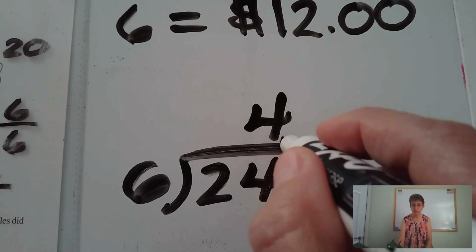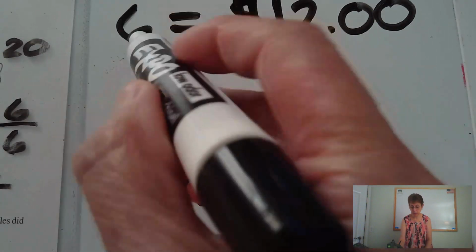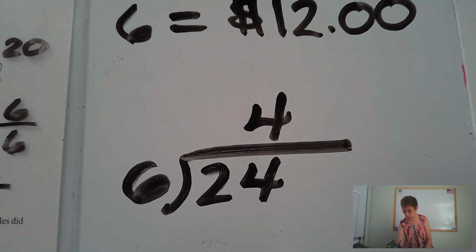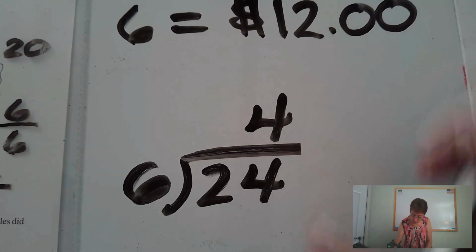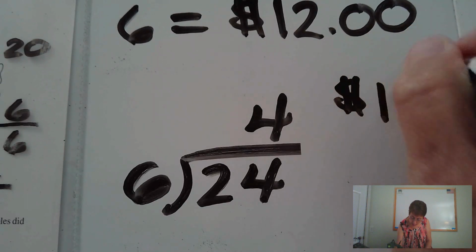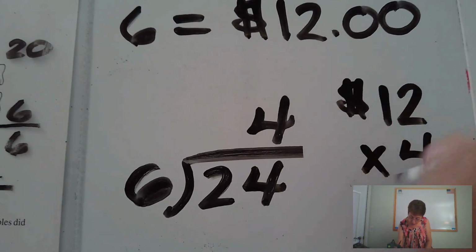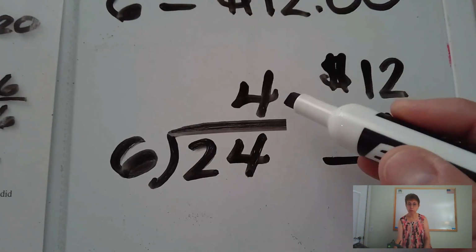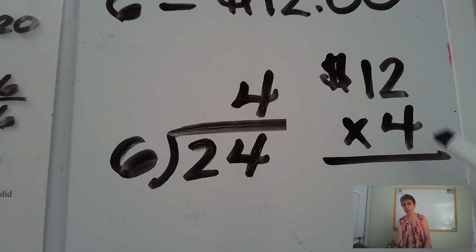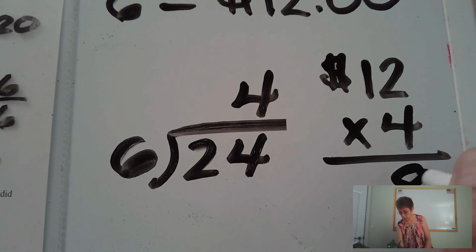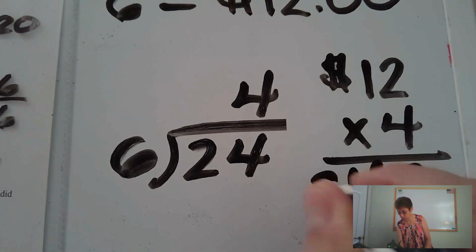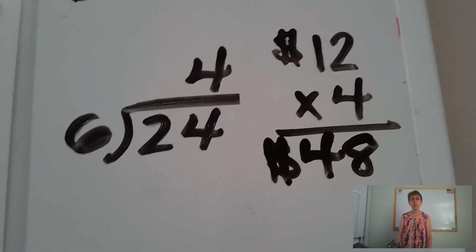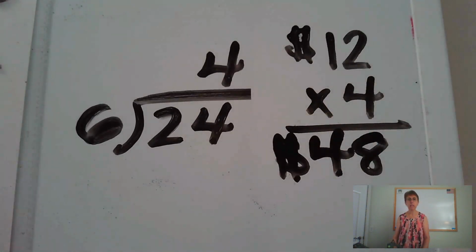Well, now I have 4 groups of 6. Every time I have a group of 6, it costs $12. If I have 4 groups of 6, then I would say $12 times 4, because I have to do 12 four times. 4 times 2 is 8. 4 times 1 is 4. $48. Okay? Again, sometimes it's just easier if you list things out for yourself.